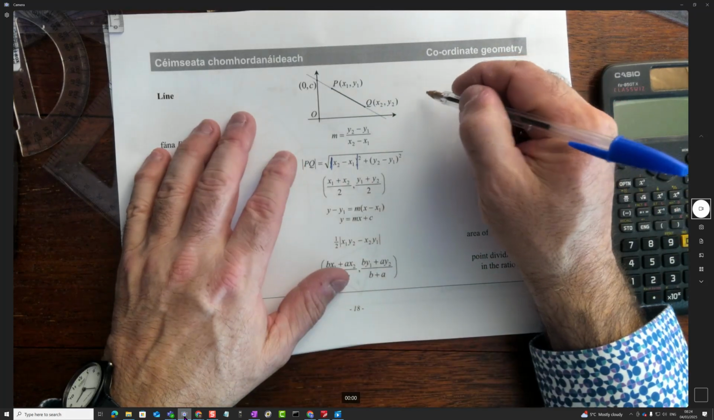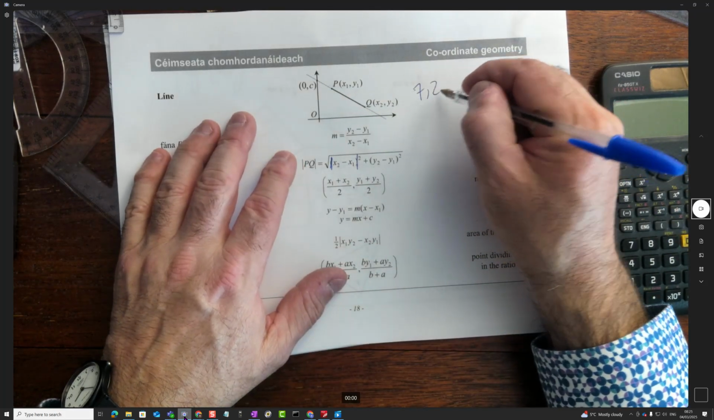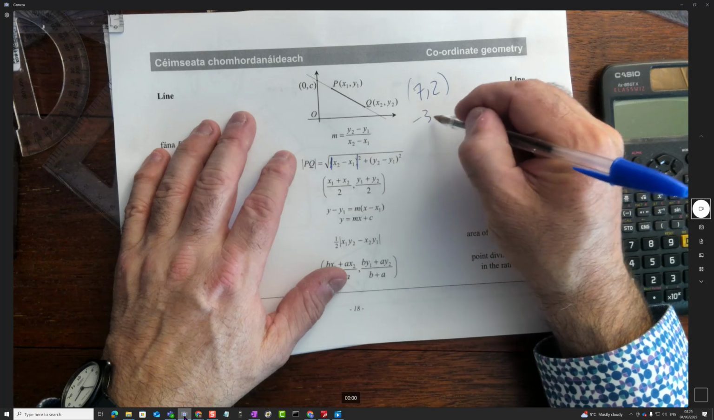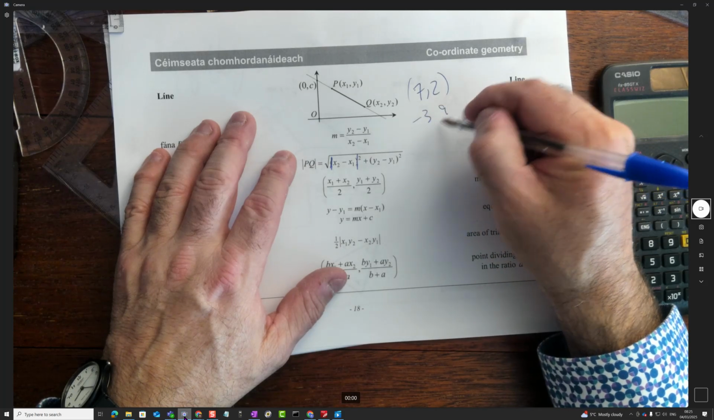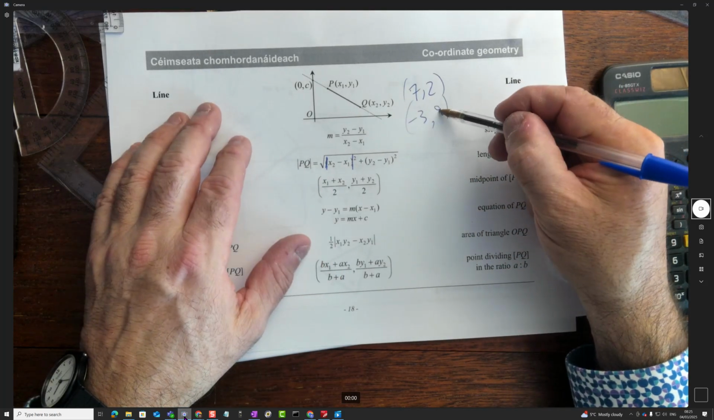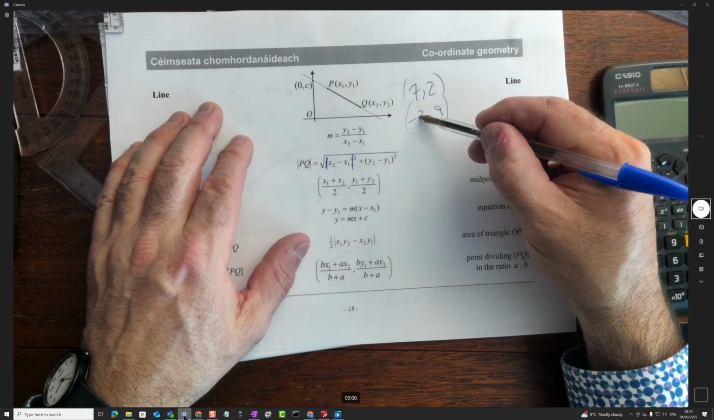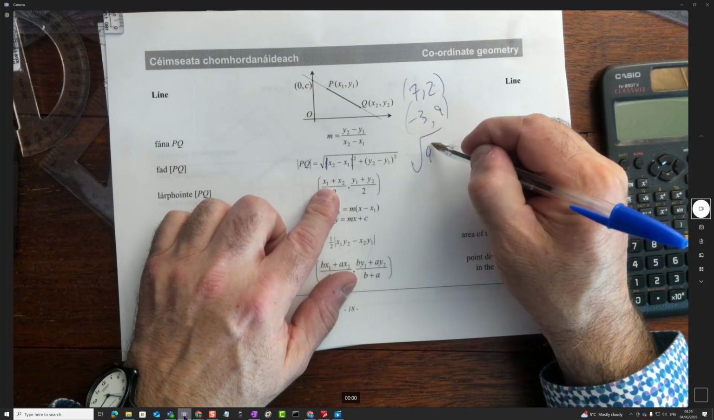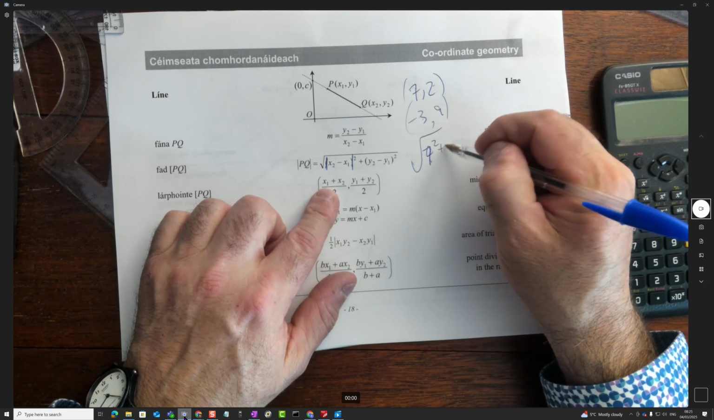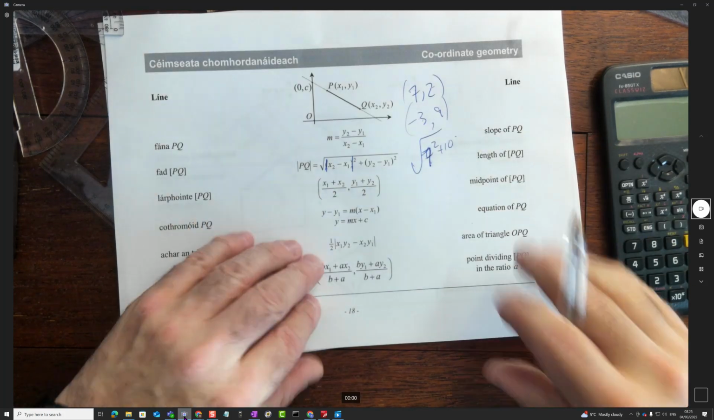So say you have a 7, 2 and minus 3, 9. Okay, you'll go 9, take away 2, and then you'll add them to 10. And you'll just go square root of 7 squared plus 10 squared. Okay, so look, that's it. The whole idea.